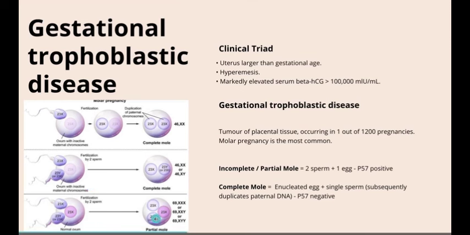A partial mole has the potential to partially develop. However, it's not compatible with birth because of the large number of chromosomes. So completely trophoblastic means that there is nothing but trophoblastic tissue, whereas incomplete or partial moles may have embryonic or fetal parts. Now, one of the things I also mentioned before is that approximately 1 in 1,200 pregnancies occurs in this manner.